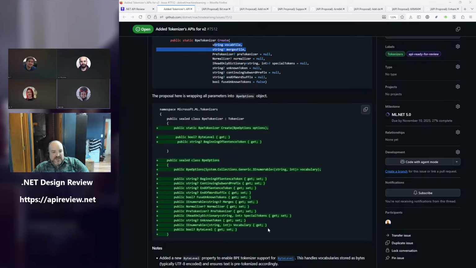Fair enough, but it feels like it's missing a word. Like, byte level what? Maybe it's byte level tokenization, and then maybe tokenization is implicit. But we have fuse unknown tokens; we don't say fuse unknown. And it's like a byte level encoding. I think it's supposed to describe the byte pair encoding. It really feels like it's missing a third word in that property name.